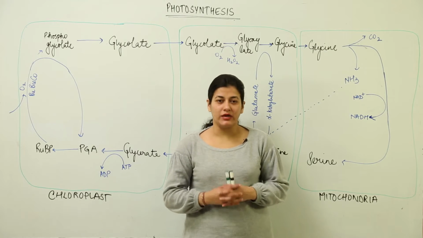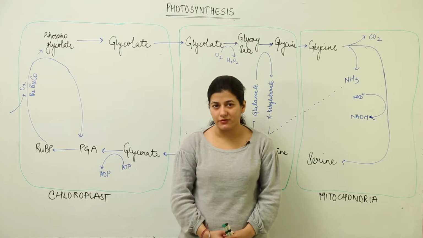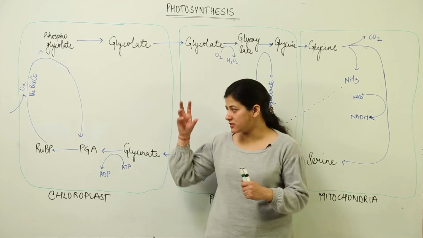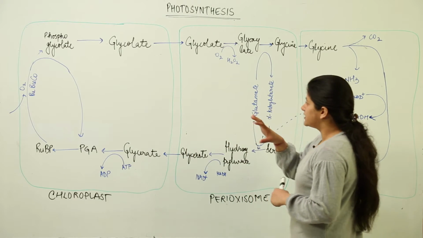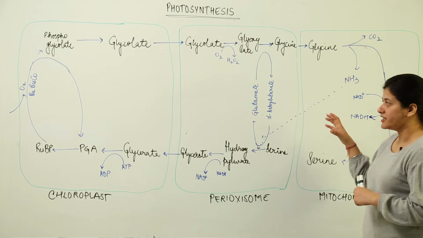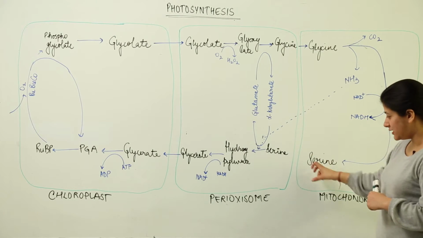Now in this lesson we are going to see the graphical representation of the C2 cycle that we had talked about earlier. You're going to see what happens in which organelle, that is what I have tried to represent over here. What you see is that this particular graphical representation has been divided into three zones, and those zones represent three different organelles.